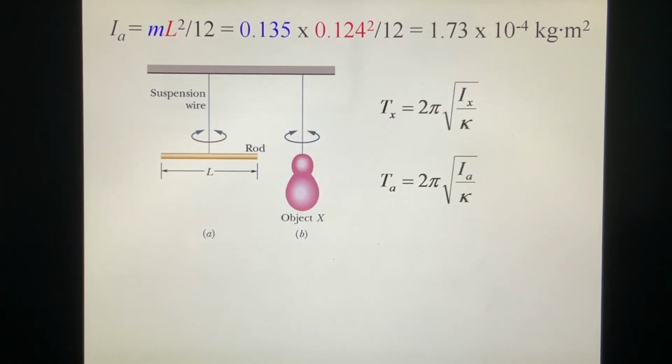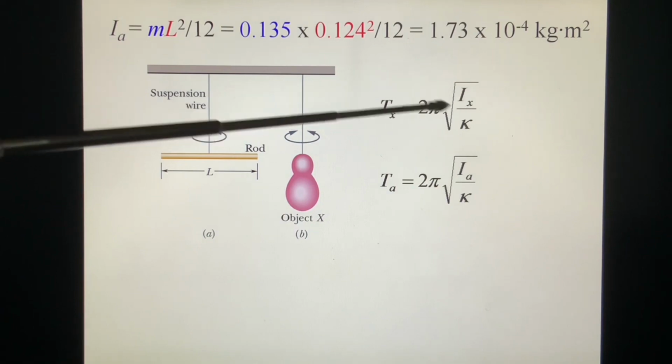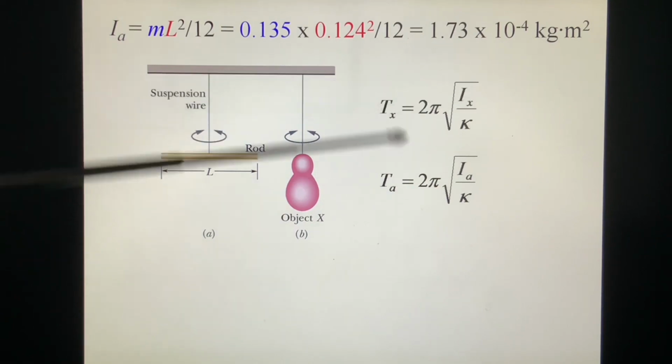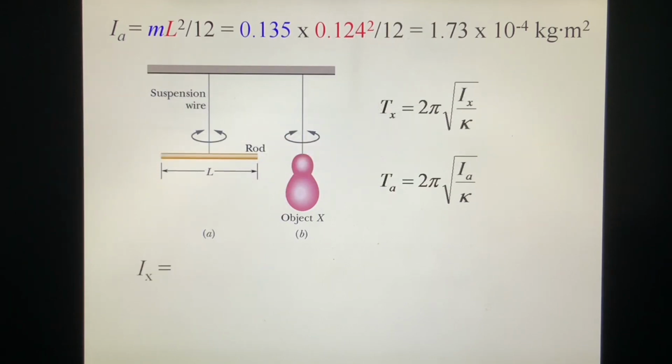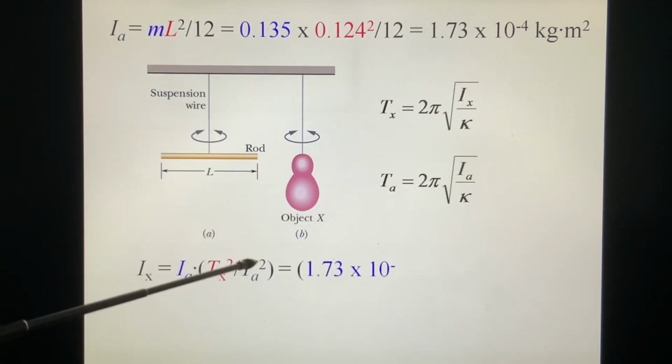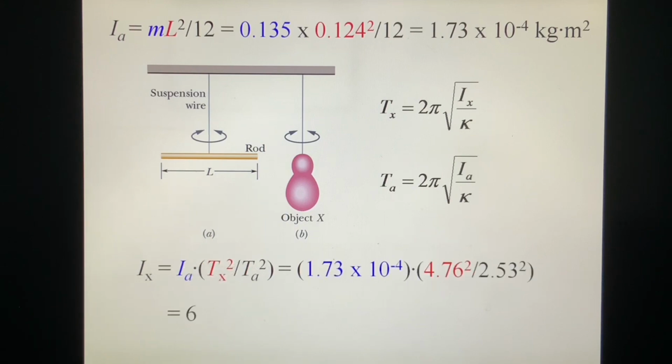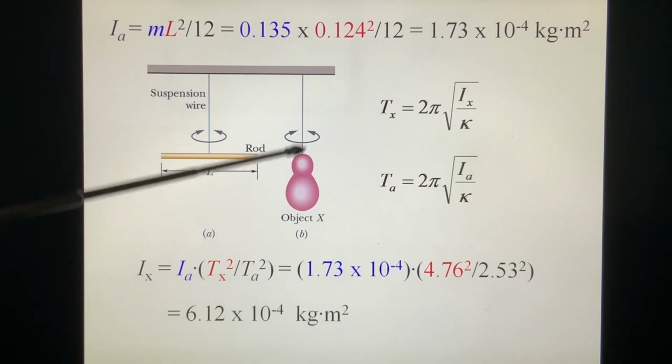And we do it in a different way. We square both sides of the equations, and we divide them and cancel. Finally we find that I_X equals I_A times T_X squared over T_A squared. And we put everything in. We get the rotational inertia I_X around this axis. Okay.